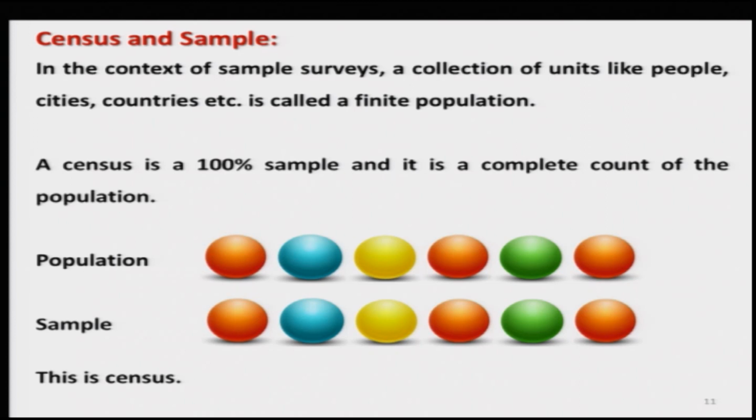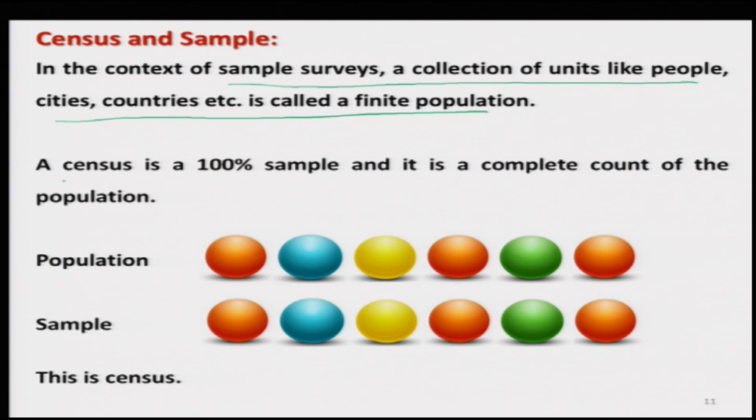Okay. So, now I try to compare the census and a sample with this example of balls. As we have discussed, when we conduct sample surveys, a collection of units like people, cities, countries, etc., is called a finite population. For example, the population of a country like India is also finite, because at any given point of time we know the exact number of persons staying in the country.